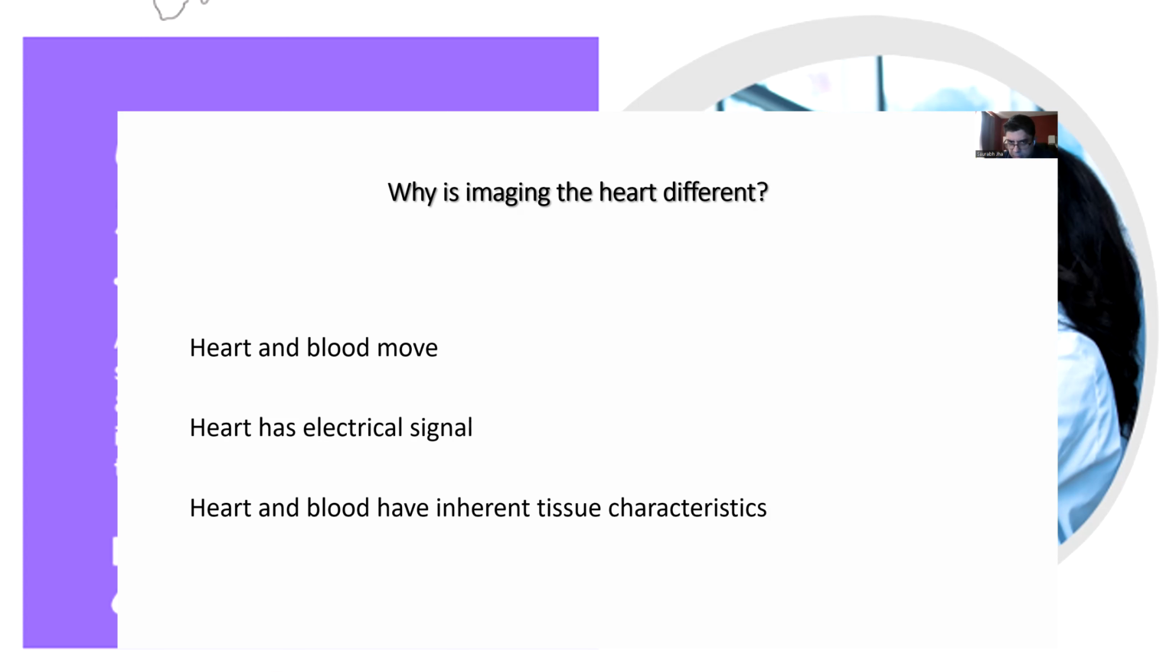So the movement of blood, the electrical signal of the heart, and the tissue composition of both. Remember that we're creating a contrast, and the contrast can be between whatever we want to create a contrast between. So we have to think about properties that can be differentiated in order to create that contrast.